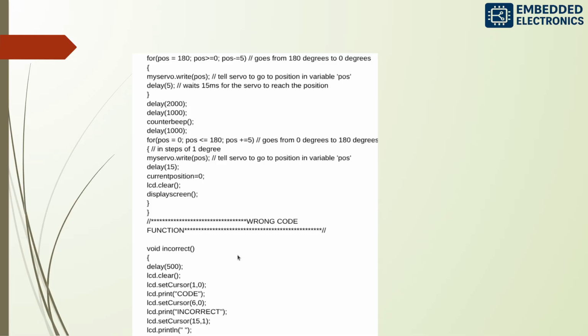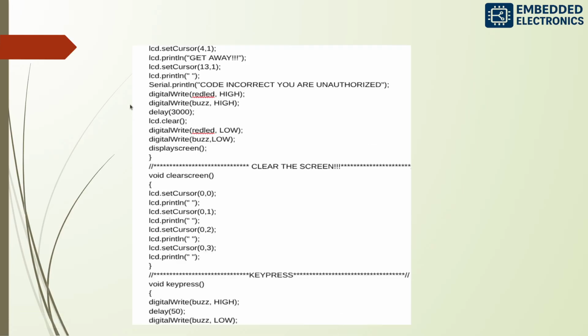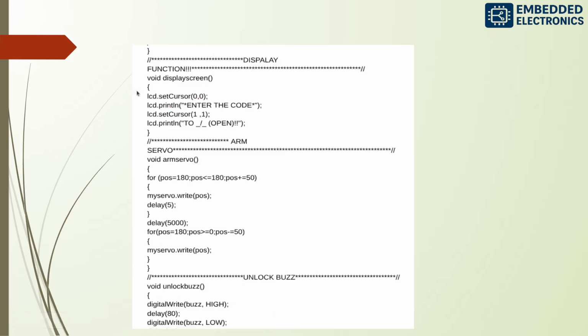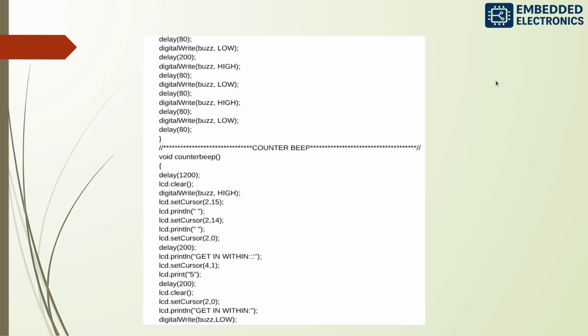And next is the incorrect function. What it prints? Incorrect. Then clear the screen, we are using the clear screen function. Key press, we are using the key press function. There are so many functions: display screen function, arm servo function, unlock buzzer function, and counter beep function.